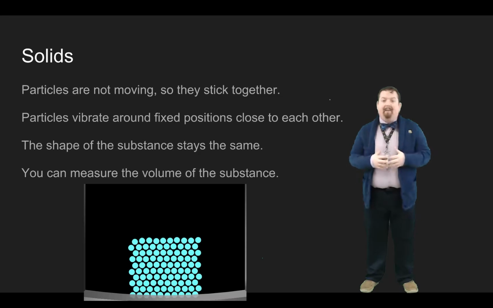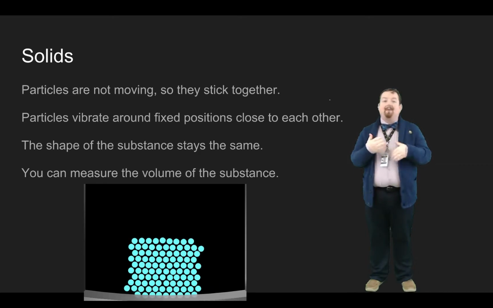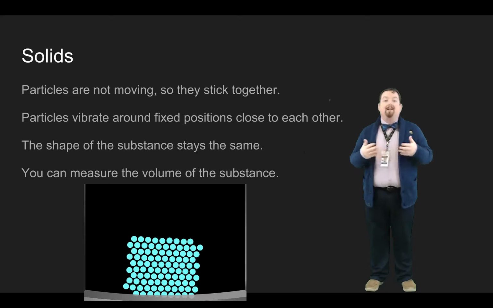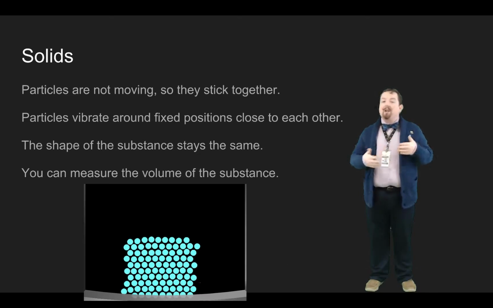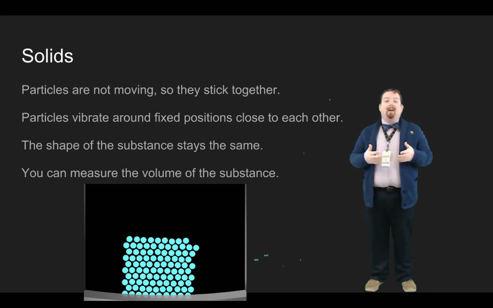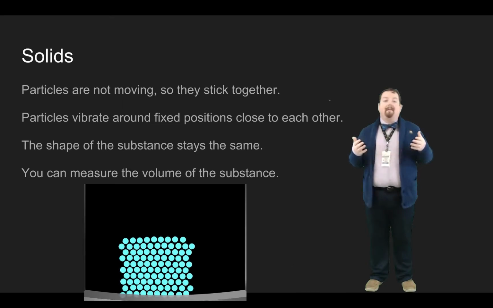So let's break that down a little bit. In a solid, the particles stay in one position, although they do vibrate a little bit back and forth. They don't actually move around very much. They're stuck in their one little spot. So those particles are arranged in fixed positions that are very close to each other. There's not a lot of space between particles in a solid. Since those particles don't move, the substance keeps its shape, so a solid doesn't change its shape. And since they are close together and they don't move, the volume is very easily measured.